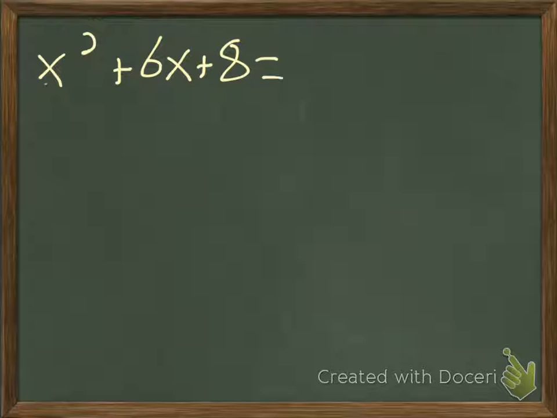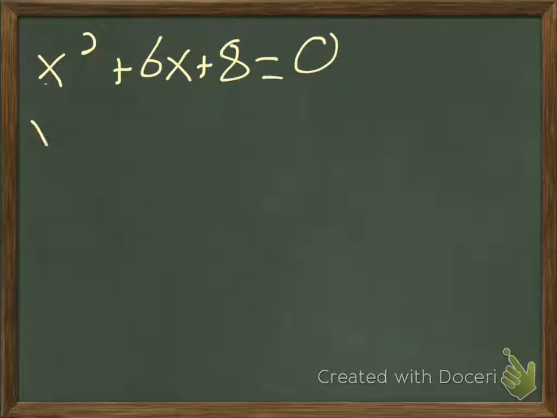Now, the difference is, when you use the quadratic formula, you want to get it in this form: x squared plus 6x plus 8 equals 0. And by the way, I know you could factor this, but I'm just trying to make a point. You could use the quadratic formula, a equals 1, b equals 6, c equals 8, and you get the right answer, absolutely.